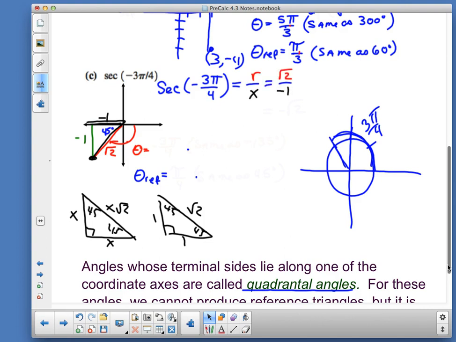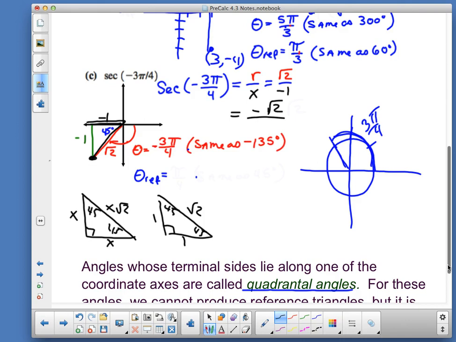And finally, I think I put it down here. Negative square root of 2. Are you okay with that negative square root of 2? Now, negative 3 pi over 4 is the same as negative 135. So you have that idea, but also the reference angle we talked about is 45 degrees, which is pi over 4. Be okay with pi over 4 versus 45 degrees? Are there any questions on the reference triangle and the connection of pi over 4s or 45s? Or anything to that point?